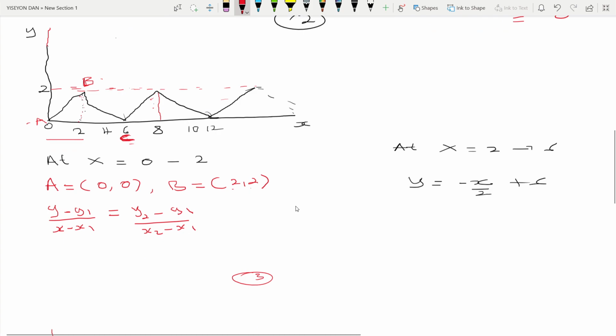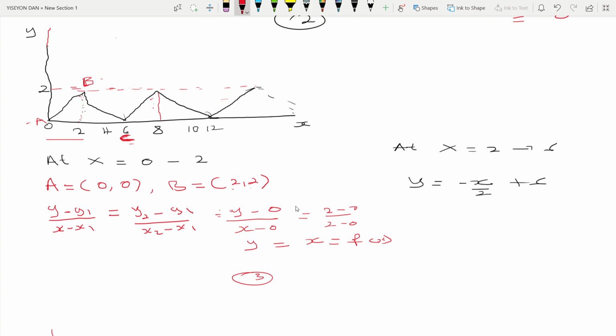So if we are to determine the equation of the line, we'll be having y minus 0 over x minus 0 equals 2 minus 0 over 2 minus 0. So at the end of the day, we'll be left with y equals x, which is the same thing as f of x. So our f of x is equal to y. So at point 0 to 2, the value for y is equal to x. So that is that for that.